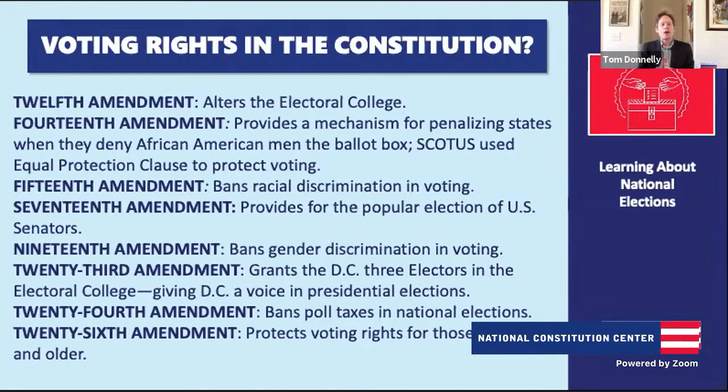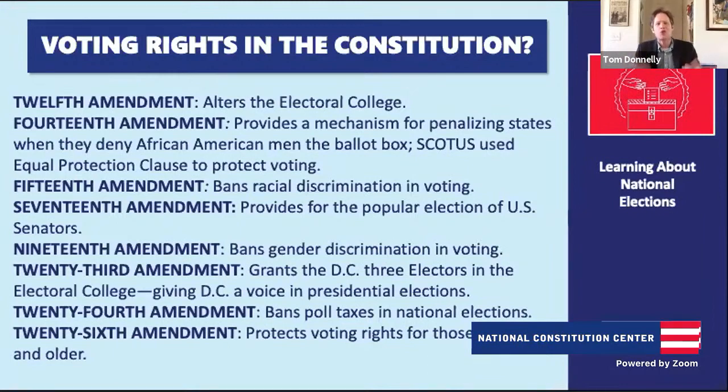The 24th Amendment banned poll taxes in national elections. So this is attacking one of those forms of Jim Crow discrimination against African Americans. And then finally, the 26th Amendment protects the voting rights of those 18 and older. And so we see here, Curry, the big takeaways of this list are that several amendments extend voting rights protections to different groups: based on race with the 15th Amendment, sex with the 19th Amendment, and age with the 26th Amendment.